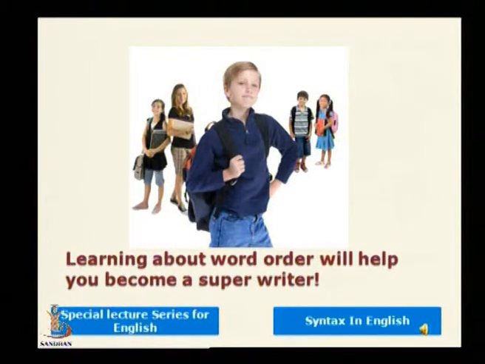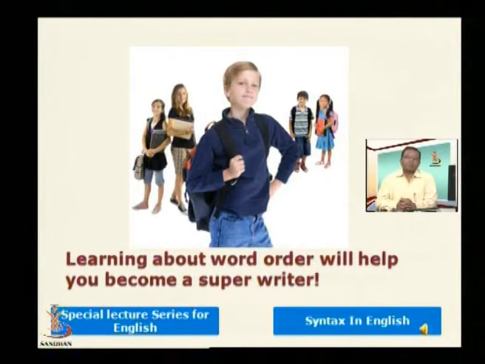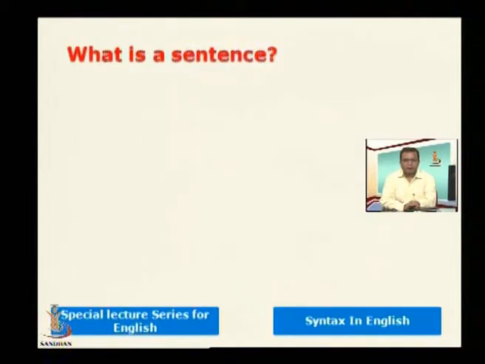Either you are speaking or listening or reading or writing, everywhere language is used, and language, either in oral form or written form, follows the same rules and regulations. This is the reason why one has to have a very clear understanding of word order or sentence.